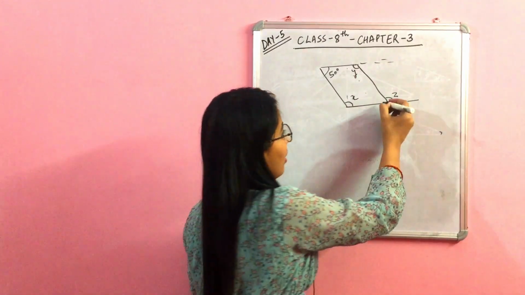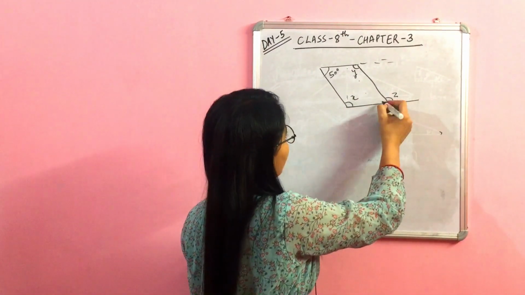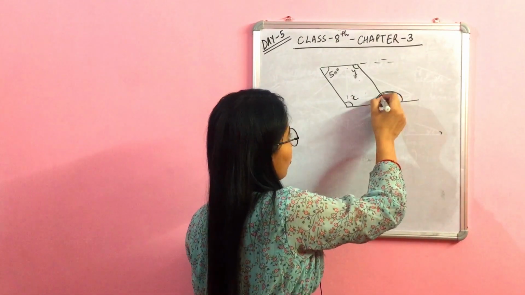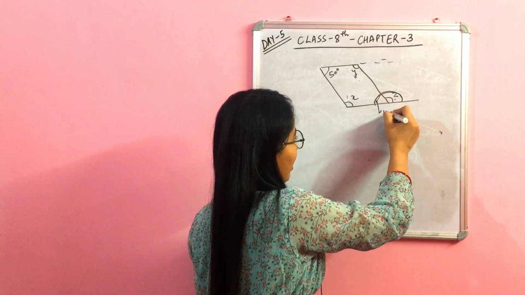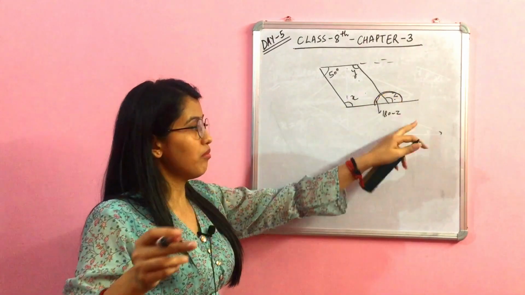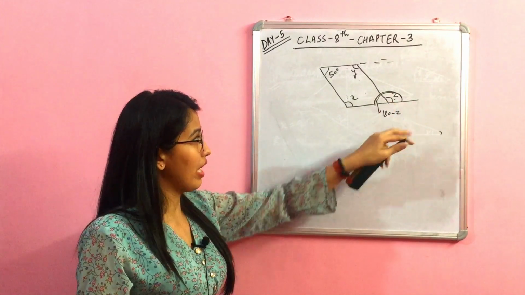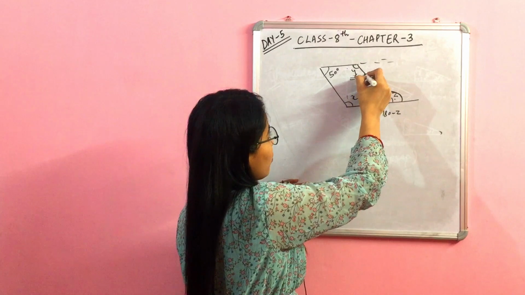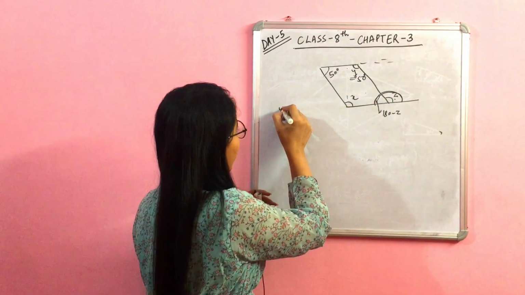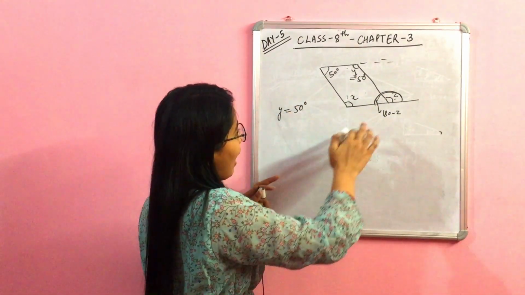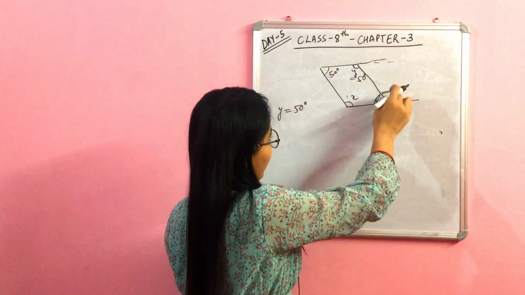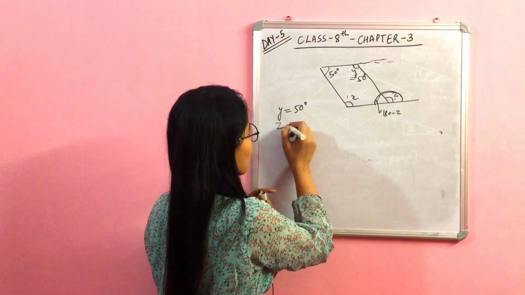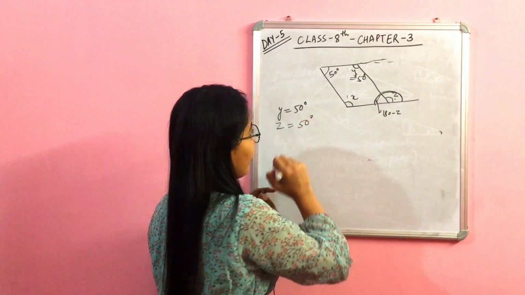Or let us say this is z, so this angle will be equal to 180 minus z, as we know that the sum of these angles is 180 degrees. Now in a parallelogram, with the adjacent property, we can say that this y is also equal to 50 degrees. Okay, this y is equal to 50 degrees, and with the same property, by the adjacent property, this y is equal to z, so z will also be equal to 50 degrees, right?